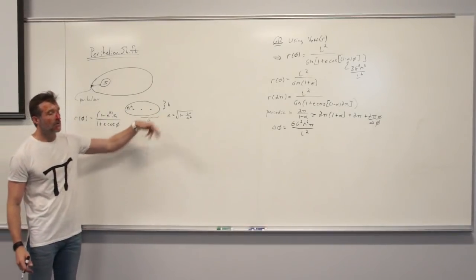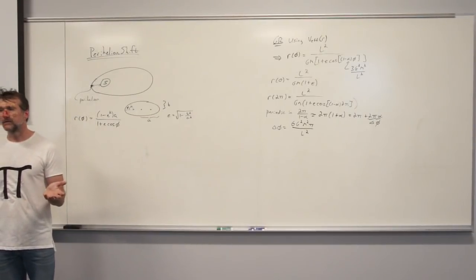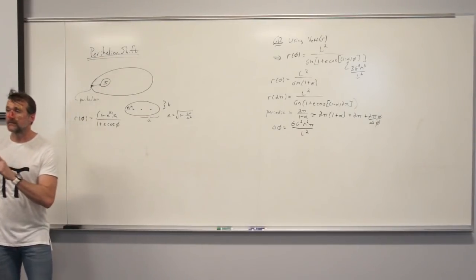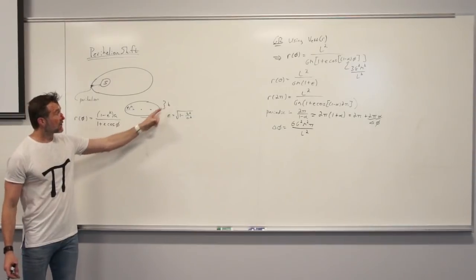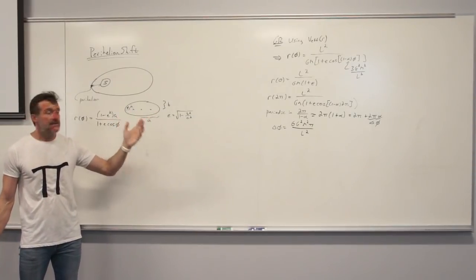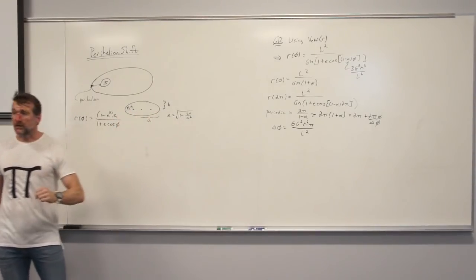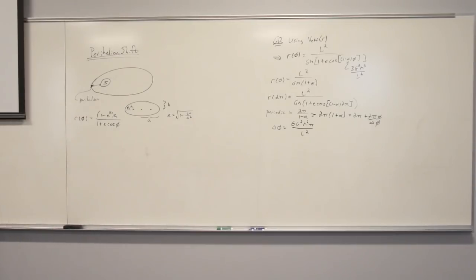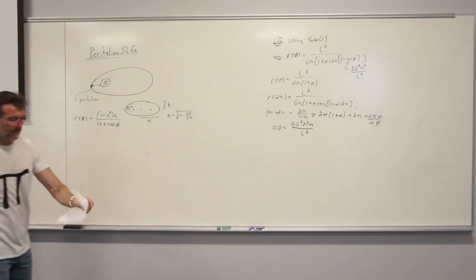Because if this was a circle, what would b over a be? It'd be 1. If it was a circle, B and A would be the same, so the eccentricity would be 0. Okay, Caleb, I knew what you were talking about when you held up the goose egg.